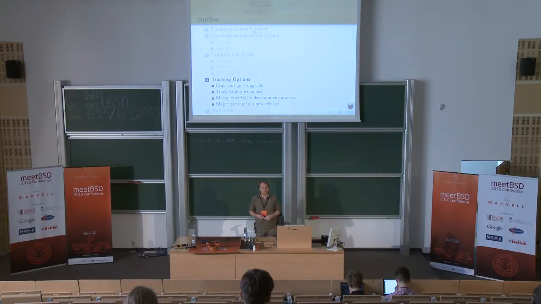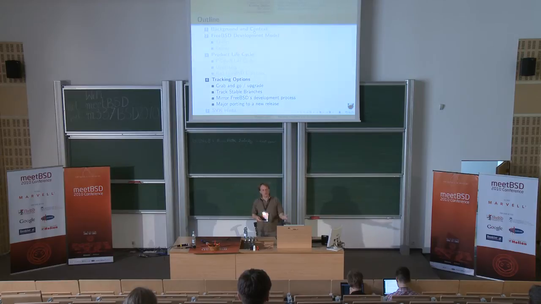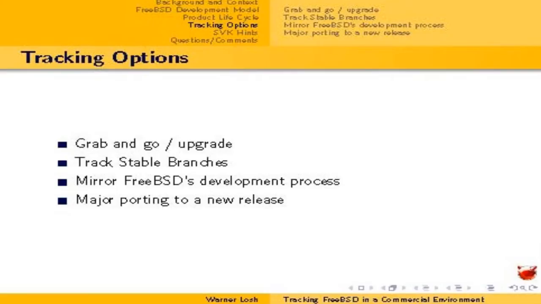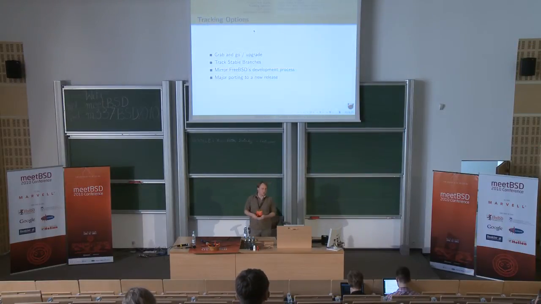So there's a number of different tracking options that you have when you're tracking FreeBSD. And these apply to most other projects as well. A lot of other projects have a similar model to FreeBSD. Some of the details might be different, and you might need to tweak it to work with these other projects. But the model that FreeBSD has developed is one that a lot of other software projects use. So there's 4 basic options that I've seen used, and most of the things are a variation on one of these 4.